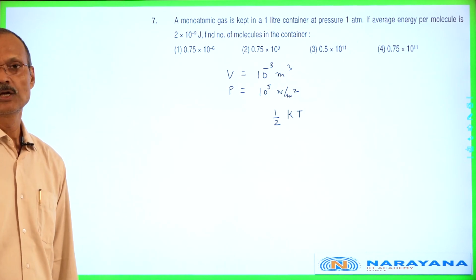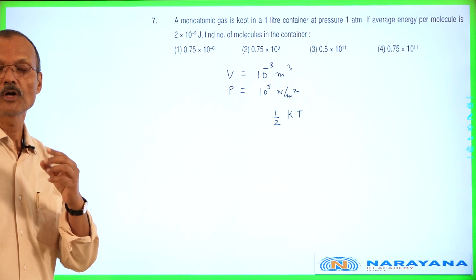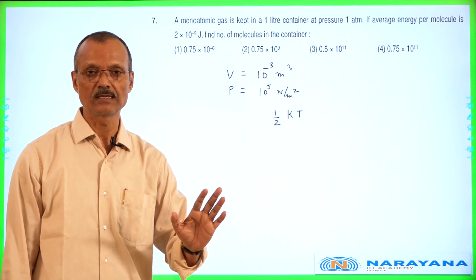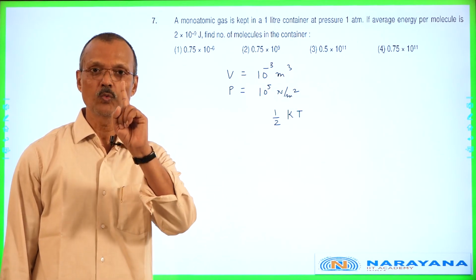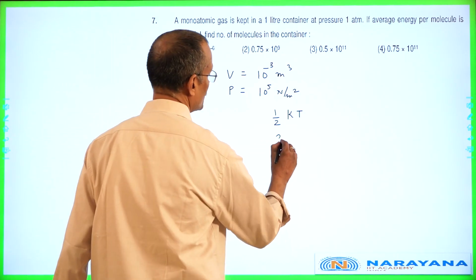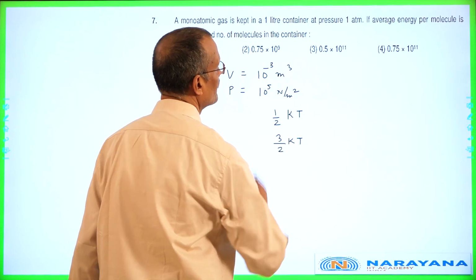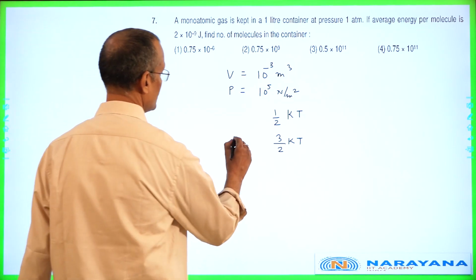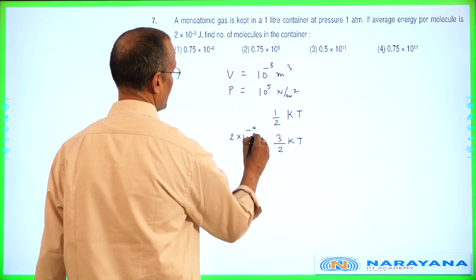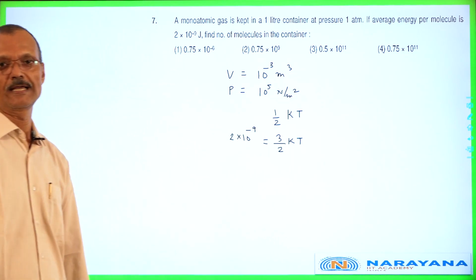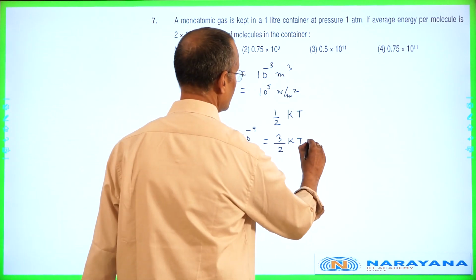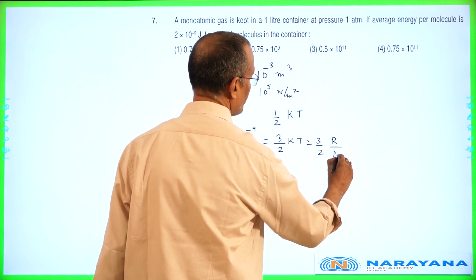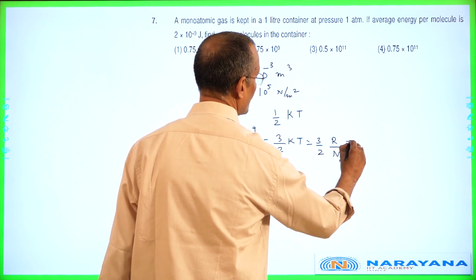For a monoatomic gas, you have 3 different degrees of freedom. A molecule can possess kinetic energy along the x direction, along the y direction, along the z direction. So the energy associated with one molecule will become 3 by 2 kT, because they have given you energy per molecule. The energy per molecule is 2 into 10 to the power minus 9 joule. This is 3 by 2 kT. Now, k is R by Na, so this is 3 by 2 R by Na into T.